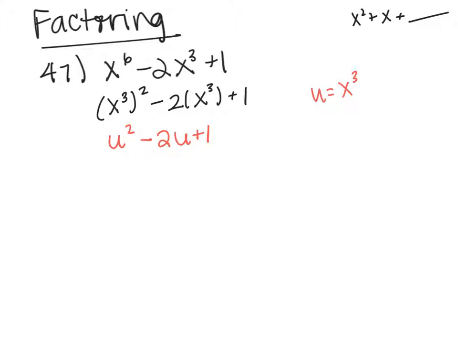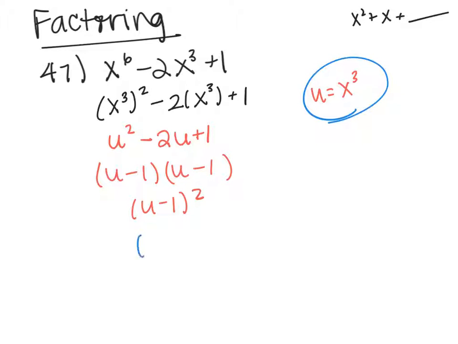And to factor this just turns into u minus 1, u minus 1, or we could say u minus 1 squared. Now the last step, just sub that x cubed back in. So this factors to be x cubed minus 1 squared.